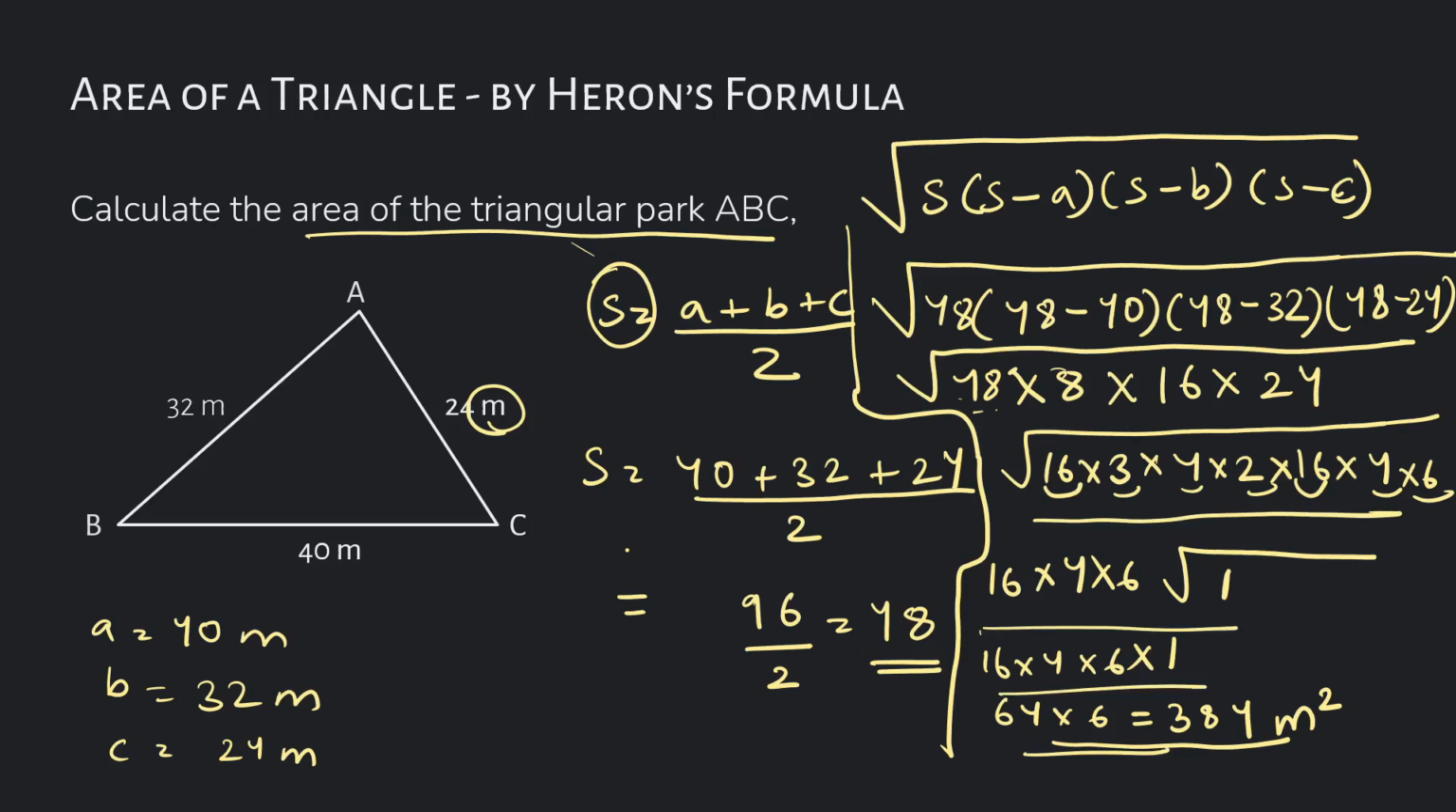Remember that this method is preferable, where you just pair the numbers up and take them out, instead of calculating this whole number, multiplying, and then taking out the square root. It is very laborious and it will take a lot of time.